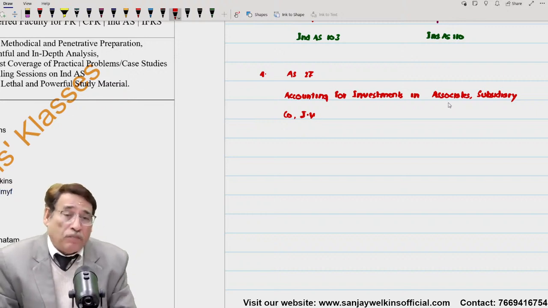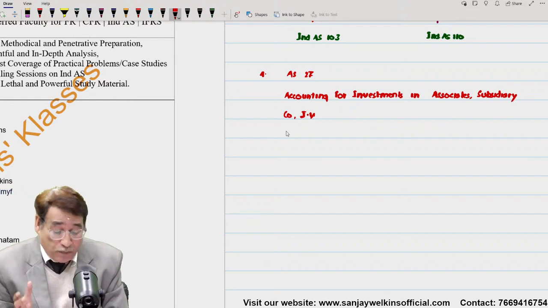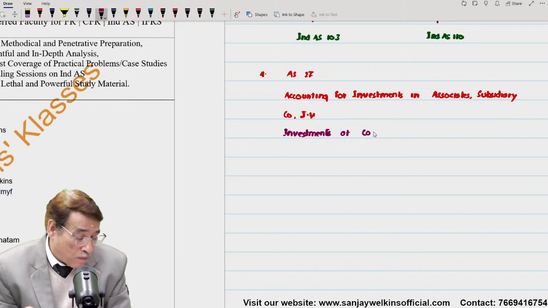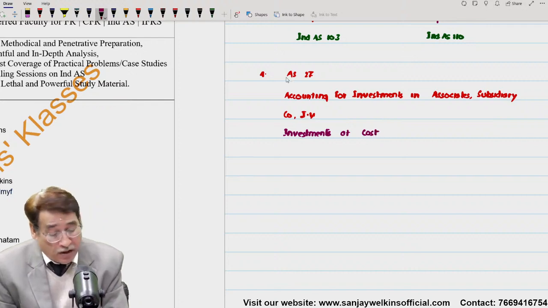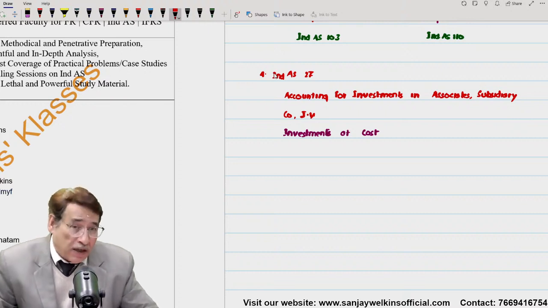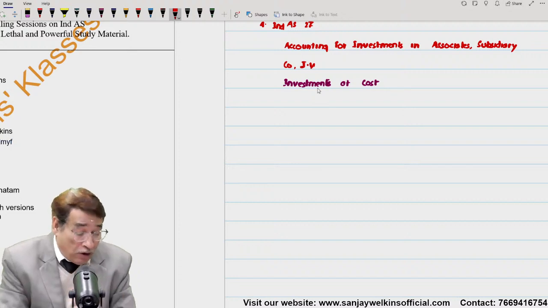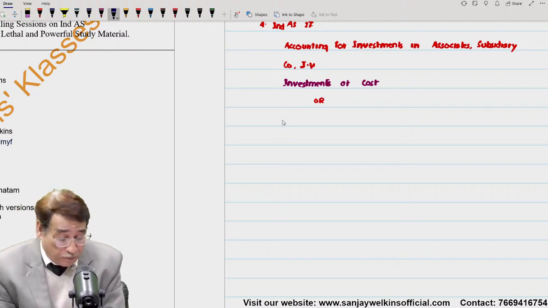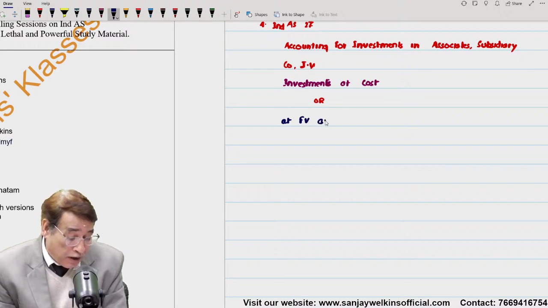Now, the provisions of Ind AS 27 state that investments will be recorded at cost. Whatever investment which you have made in the investee entity, you will record those investments at cost. Ind AS 27 simply states that you will record the investment either at cost or at fair value, as per Ind AS 109.